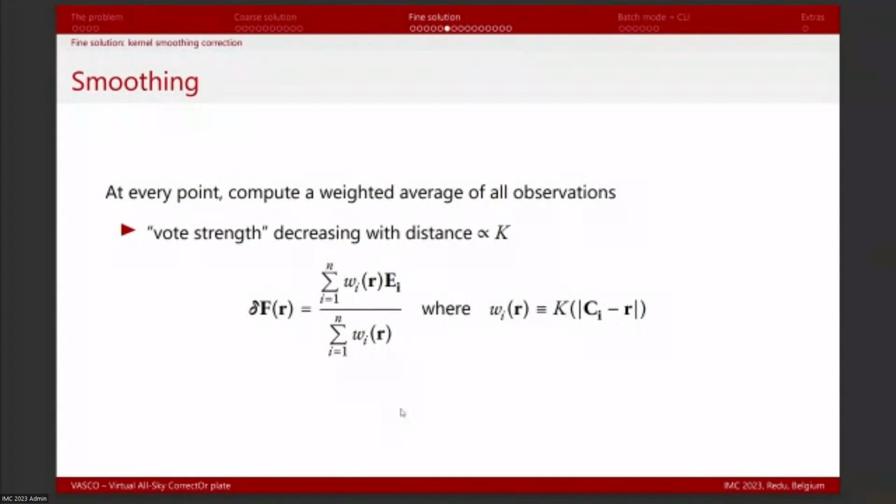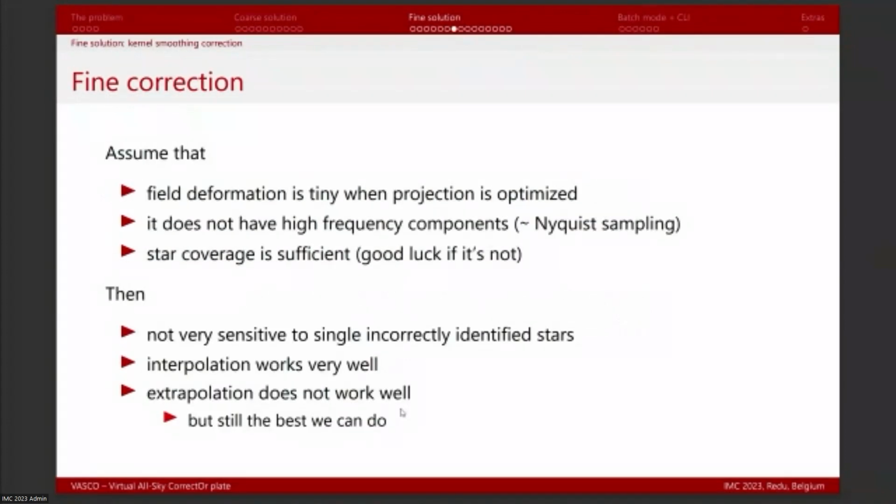At every point of the unit disk, we just compute a weighted average of all the referenced observations, with the vote strength of every star that has a fixed position and the observed position somehow decreasing with the distance from it, which we denote k. And in the bottom, we just see a weighted average based on the distance. Very easy.